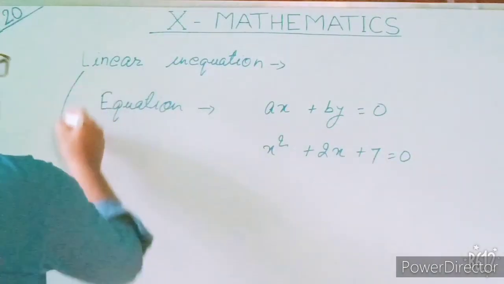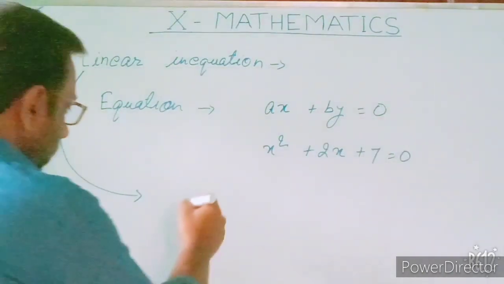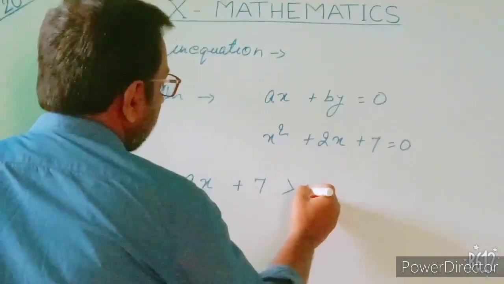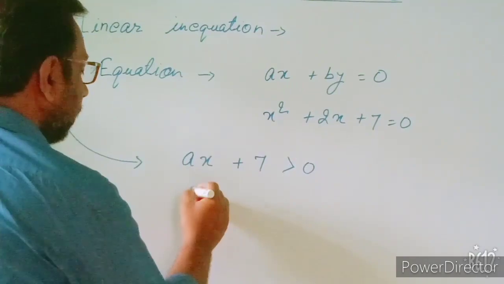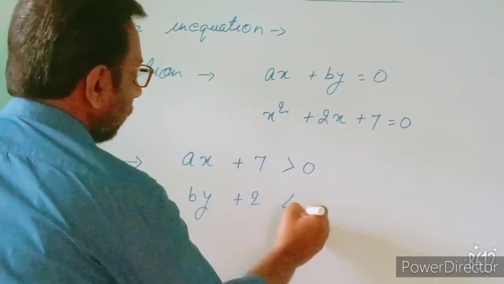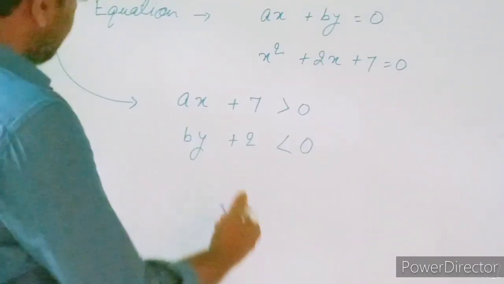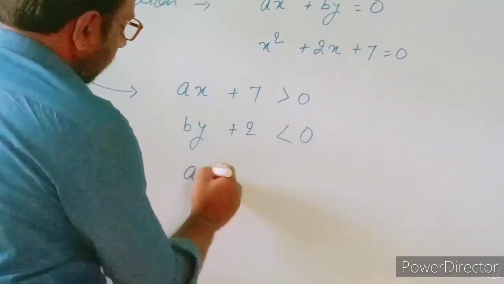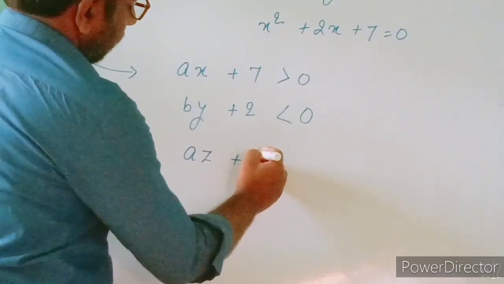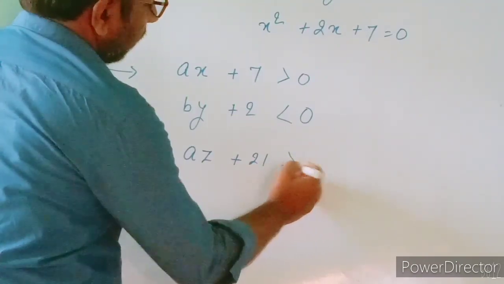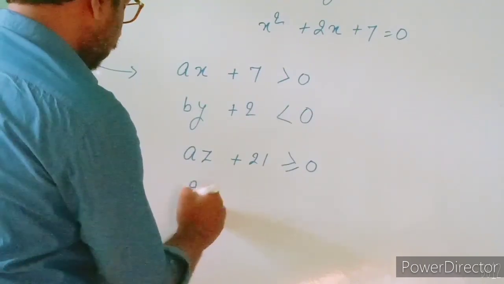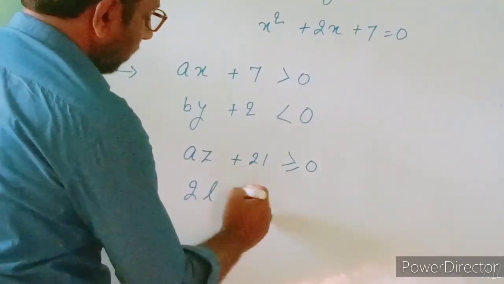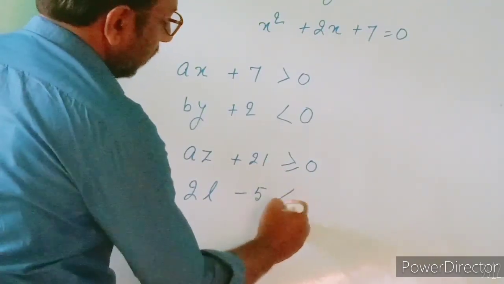For this, we take examples of linear inequation. ax plus 7 is greater than 0. We can say by plus 2 is less than 0. Or we can take one more example as az plus 21 is greater than or equal to 0, or 2l minus 5 is less than or equal to 0.